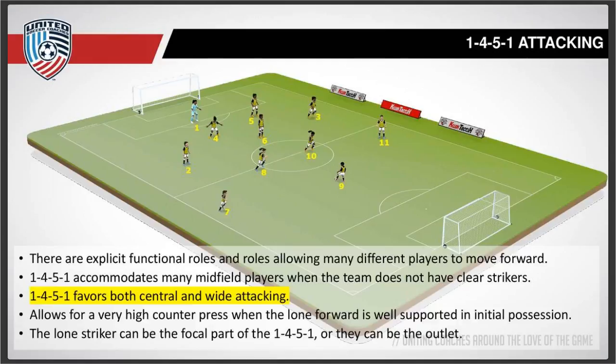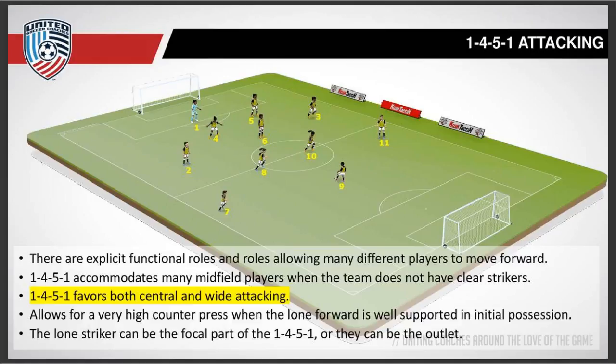In the 1-4-5-1 attacking. Thank you. So again, this is the review session, the about 1 hour of content exclusively on the 1-4-5-1. Hopefully it will be much deeper content.